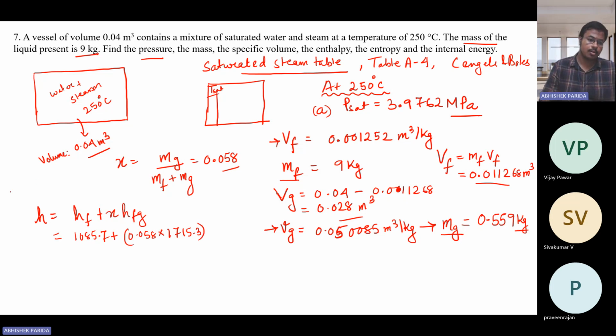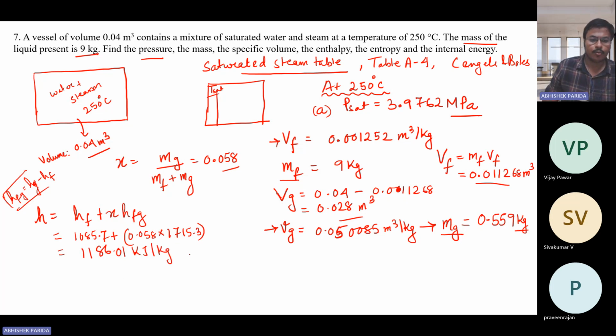In some tables you might not get the HFG value. There what you can do is HFG is equal to HG minus HF. That you can do. And once you put these values, 0.058 into 1715.3 plus 1085.7, I'm getting 1186.01 kilojoule per kg.